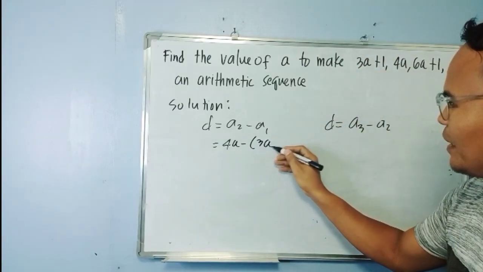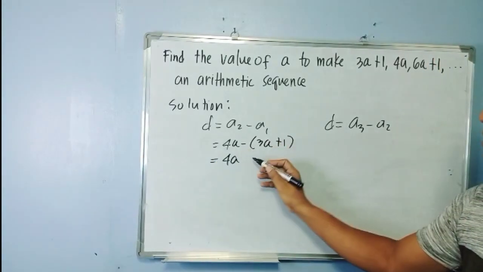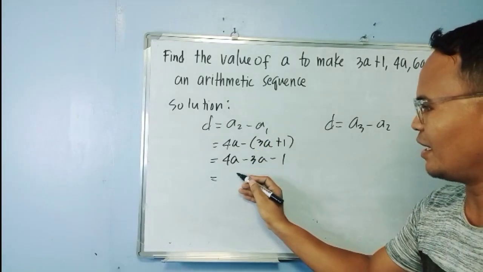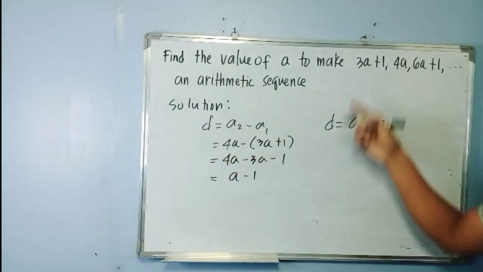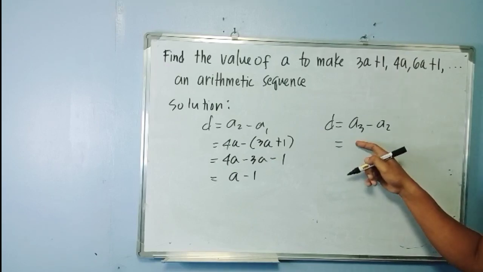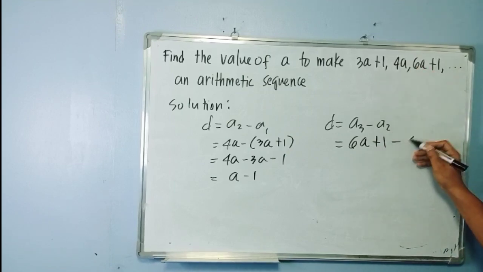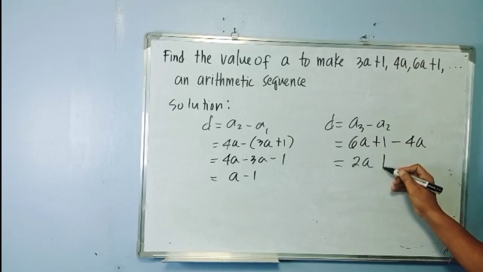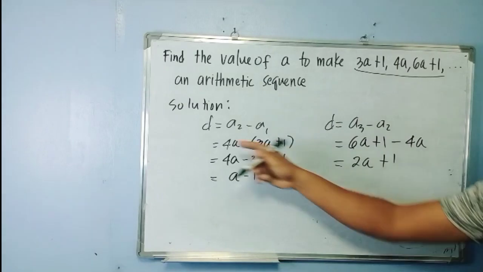Don't forget to use the parentheses. Then we have 4a. Distribute the sign. This will become negative 3a minus 1. So we have here a minus 1. That's our common difference of these terms. How about the others? A sub 3, that is 6a plus 1 minus a sub 2, 4a. Okay, 6a minus 4a, that's 2a plus 1. And since we are referring to one sequence, their common differences are equal. So d is equal to d.